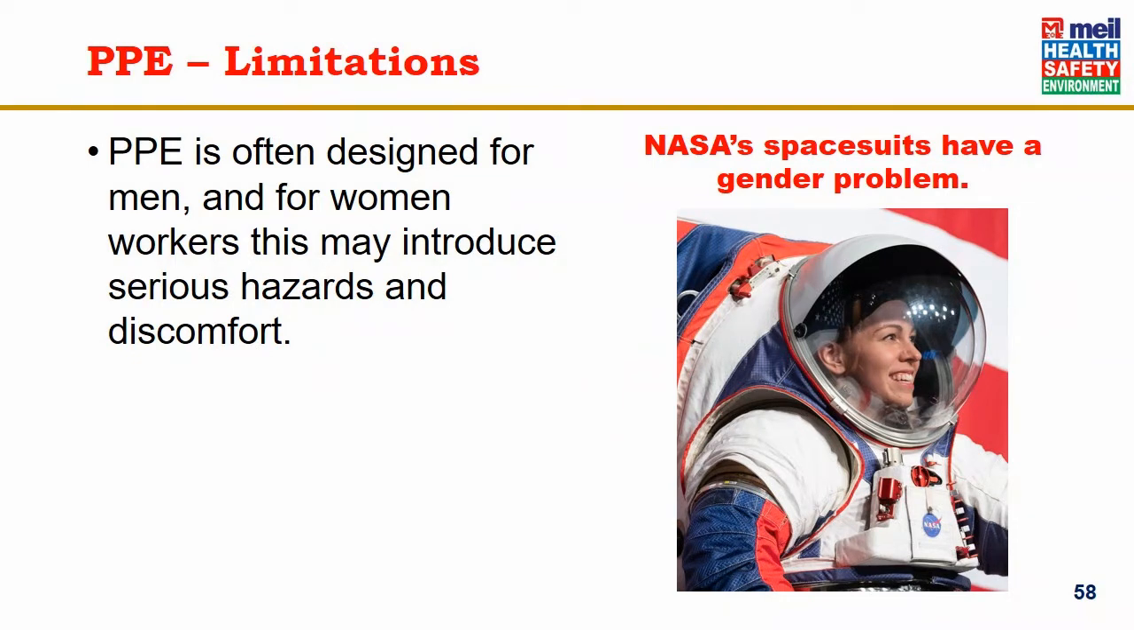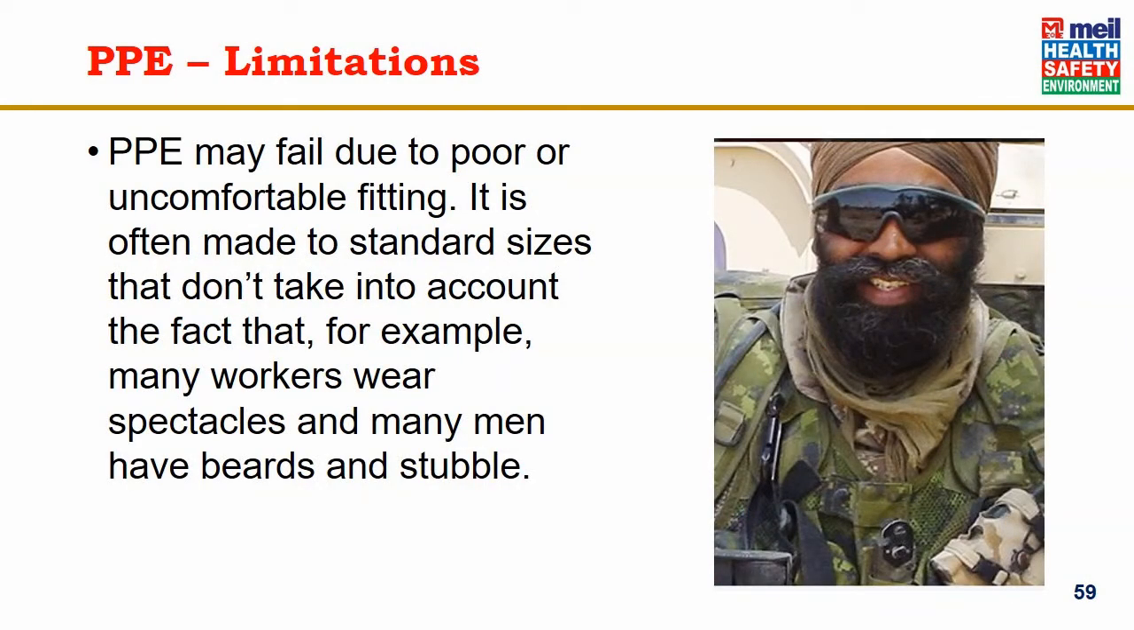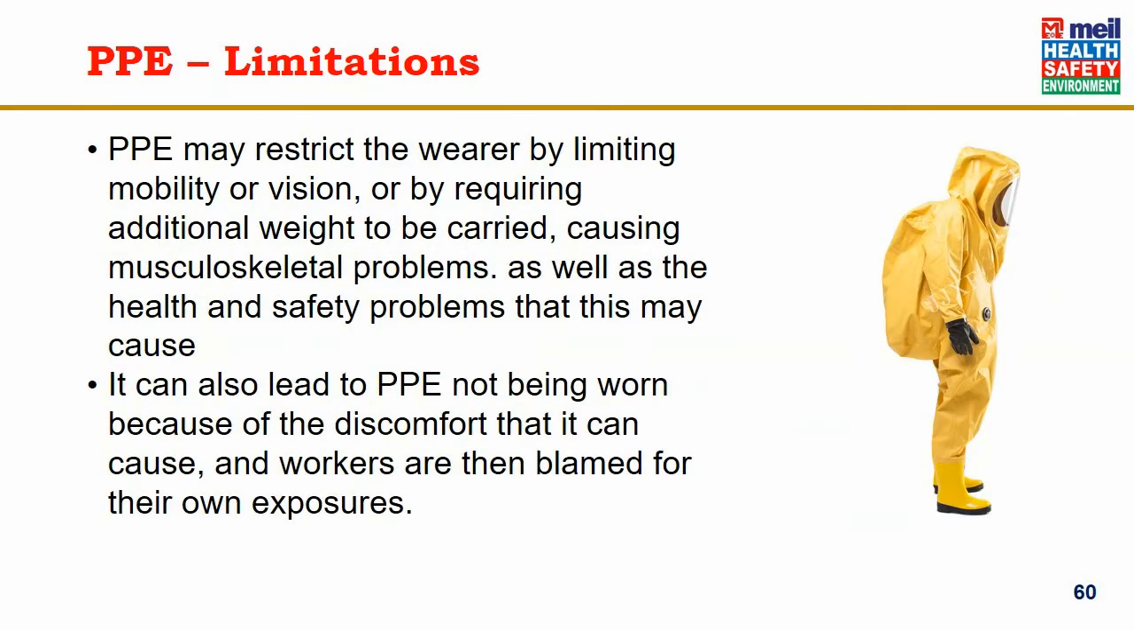PPE may fail due to poor or uncomfortable fitting. It is often made to standard sizes that don't take into account the fact that, for example, many workers wear spectacles and many men have beards and stubble. So if it is a mask, it may not fit over goggles or spectacles and beards. Other limitations: PPE may restrict the wearer by limiting mobility or vision, or by requiring additional weight to be carried, causing musculoskeletal problems as well as the health and safety problems that this may cause.